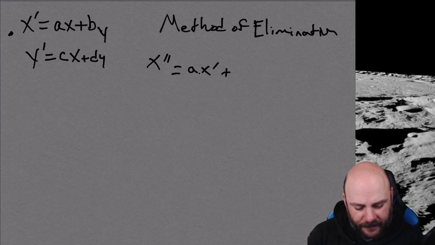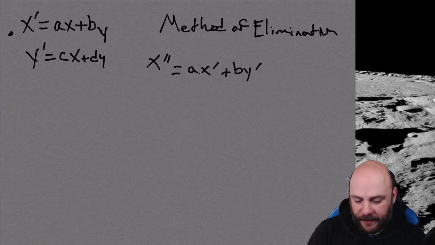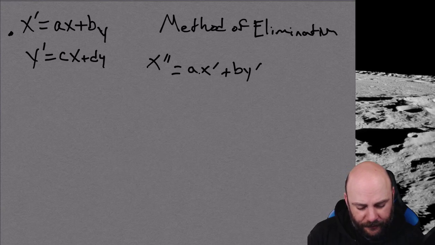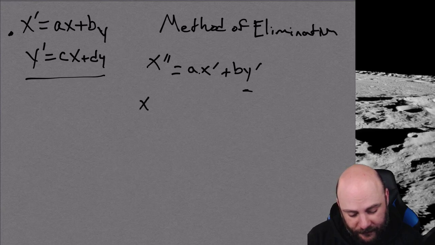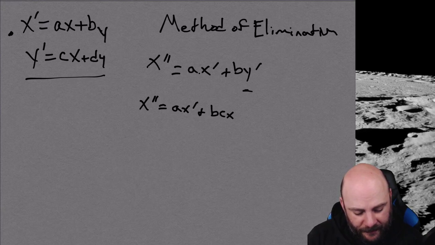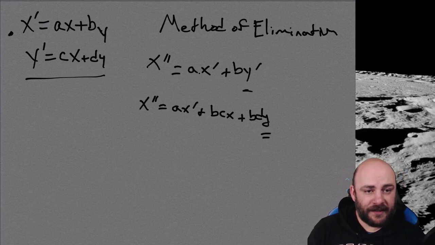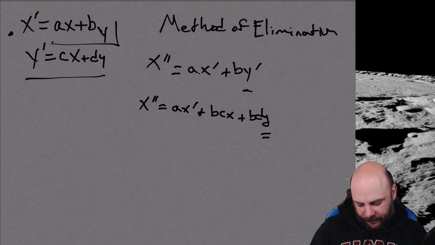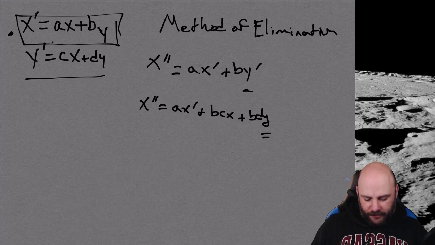x double prime equals a x prime plus b y prime. Okay, it's very simple because a and b are both constants. Now this is not good because it has a y in it, but we know what y prime equals from our other equation. So I can write x double prime equals a x prime plus b c x plus b d y. And it still doesn't look like we fixed the problem because we still have a y in there. Well, this is where you take that first equation you started with up there. Take this first equation and you can solve it for y.